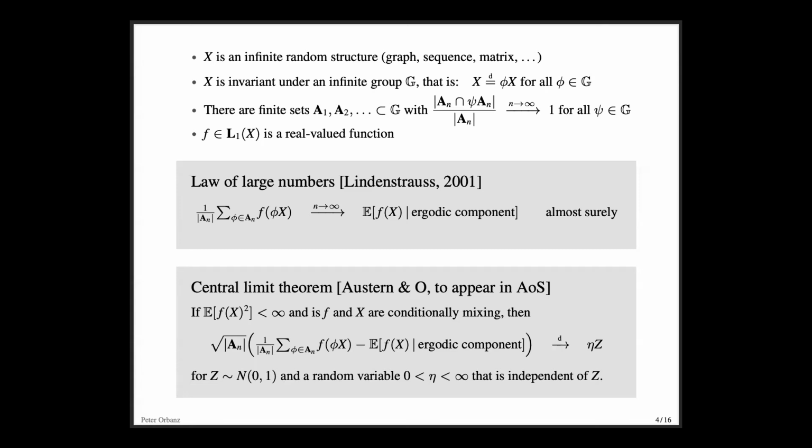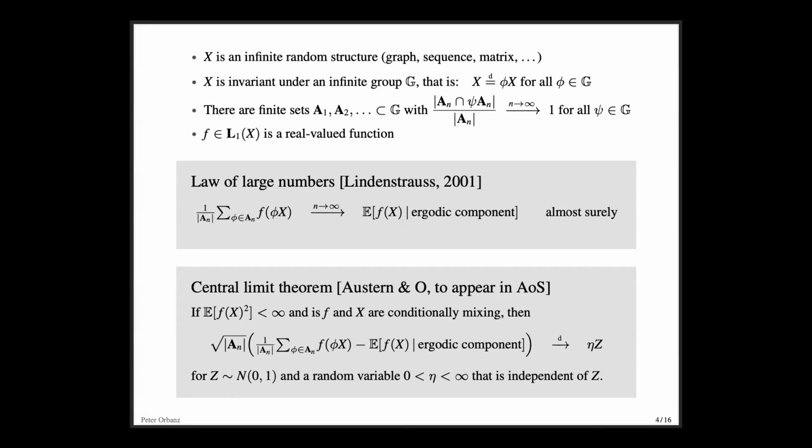So let me start here at the top. X is now an infinitely large random structure, graph, sequence, matrix, whatever. Now, I assume that X is invariant under a group of transformations, and this group is infinitely large. That has a reason why it should be infinitely large. We'll come to that. Invariant means its distribution is invariant under each transformation of the group. So the transformations act on the graph, each transformation eats the graph and spits out another graph. That changes the graph, but it doesn't change its distribution.